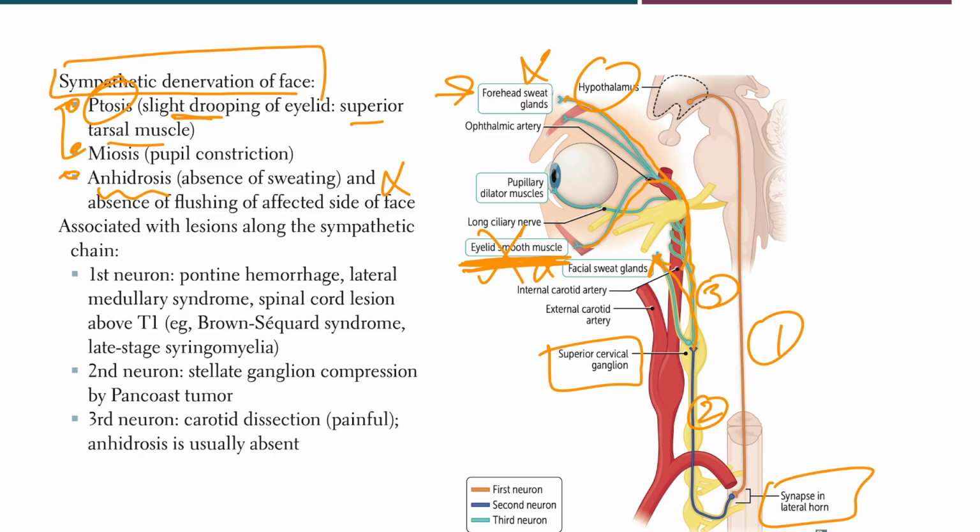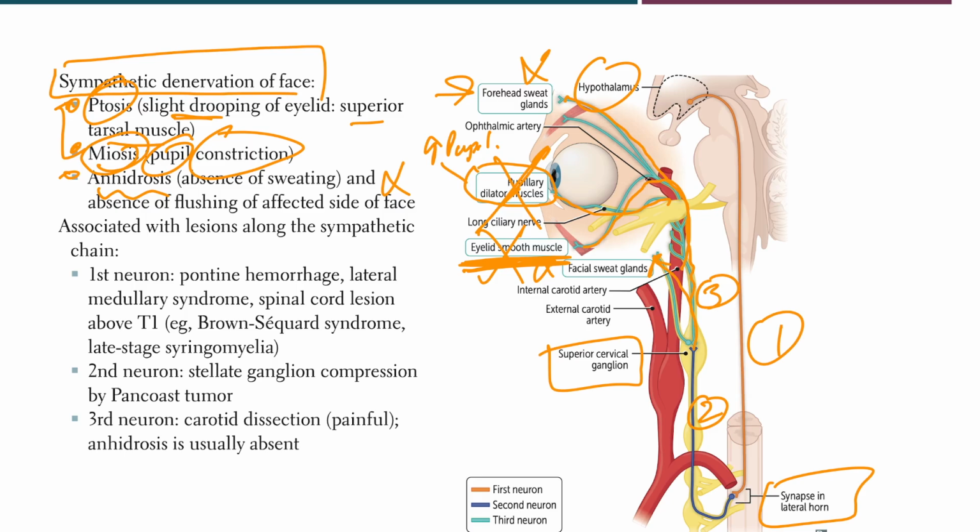And lastly, look, it's going and innervating the pupillary dilator muscle. What were they doing? They were dilating the pupil, right? They were increasing the pupil size. That is exactly what we talk about in mydriasis. Pupillary dilator muscle increases pupil size. But now when you knock this out, you are going to get miosis, which is pupil constriction.